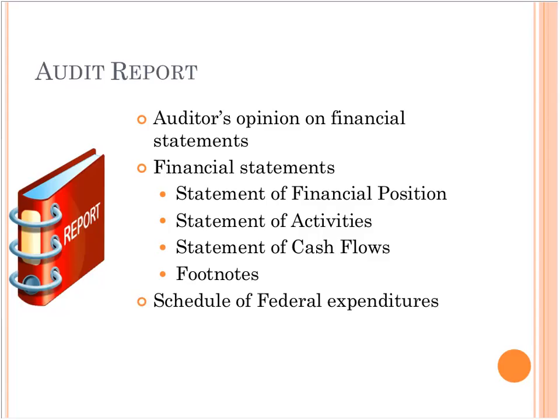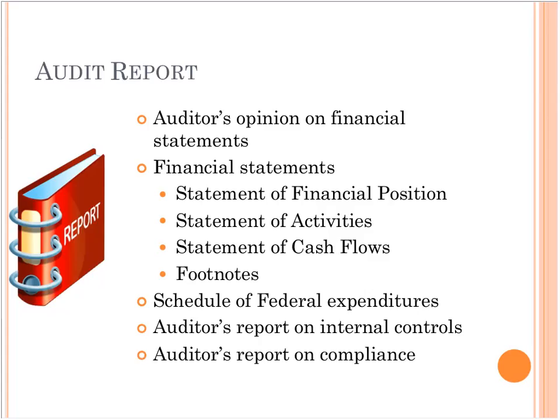The remaining pieces of the audit report are a schedule of federal financial expenditures. This is required for A133 or single audits. The auditor's report on internal controls and the auditor's report on compliance. These last 3 reports you would only see in a single audit or in a yellow book audit.